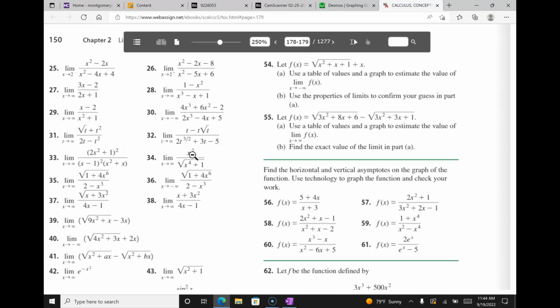What about this one? 39. Where's this going to go? If x goes to infinity, what happens to this? Think of the square root function. Where's it going? To infinity. Where's 3x going if x goes to infinity? Infinity, right? So I get infinity minus infinity. So this one's trouble. So we're guessing it's 0 or something else.